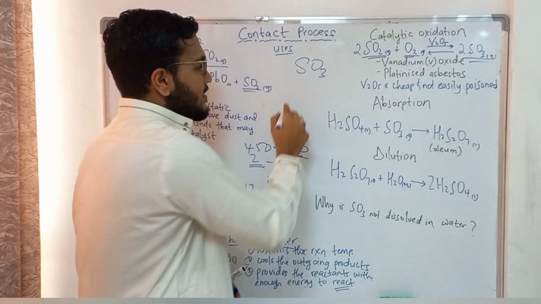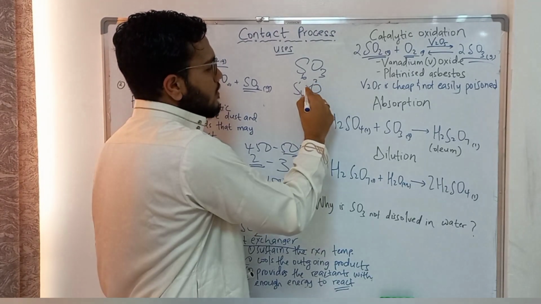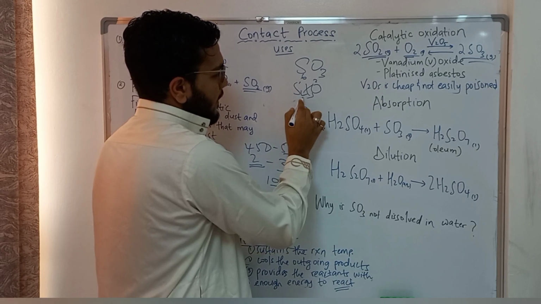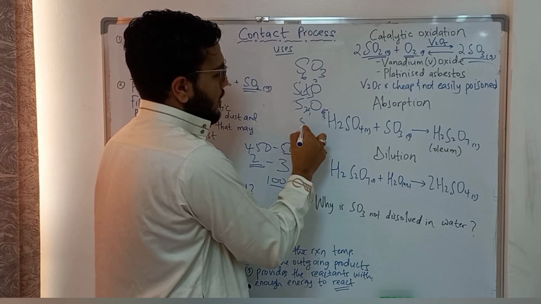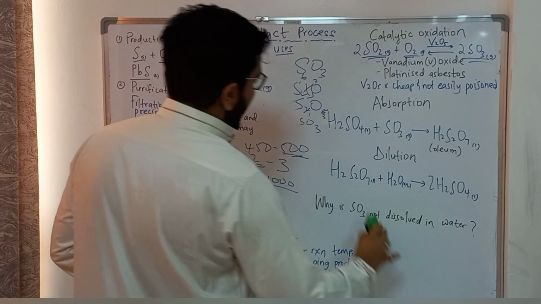Sulfur 6 will be sulfur valency 6 and oxygen valency 2. If you cross the 2, this will be S2O6, and dividing by 2, 1, 3, so SO3. So that is where sulfur 6 oxide is coming from. Okay?